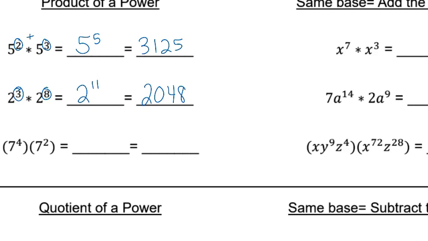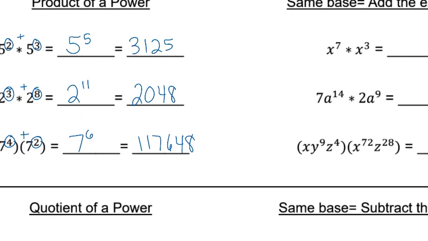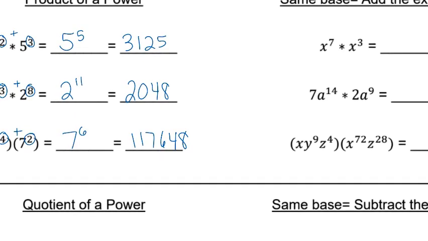7 to the 4th times 7 squared. 7 to the what power? 6th power. Because we are adding. 7 to the 6th power is, put it in your calculator. 117,648. Oh, it is 49, yeah. Sorry.